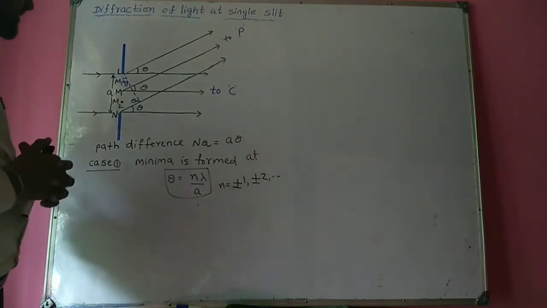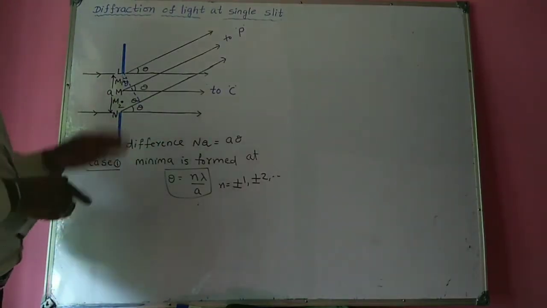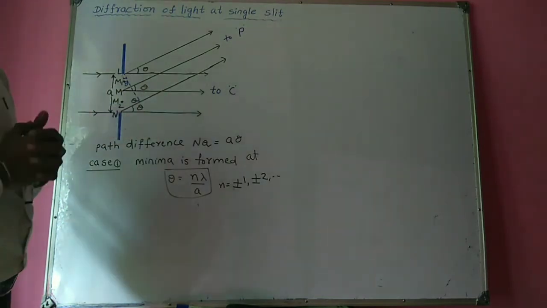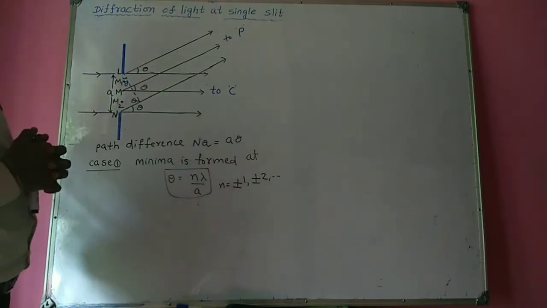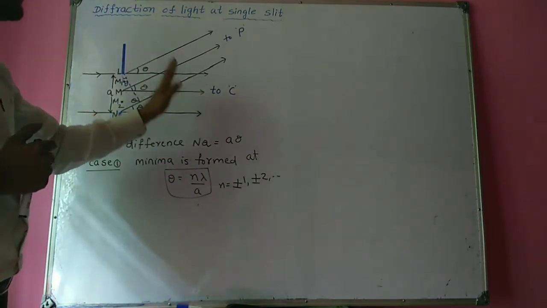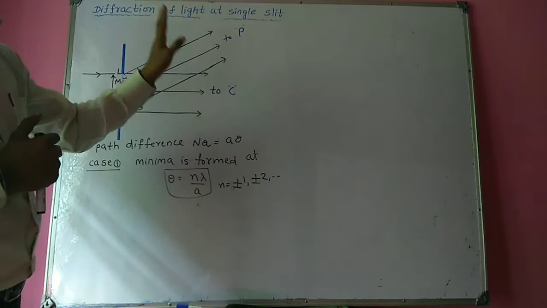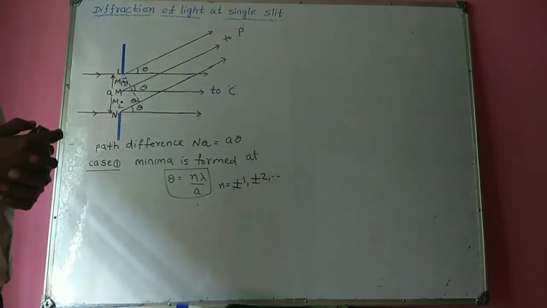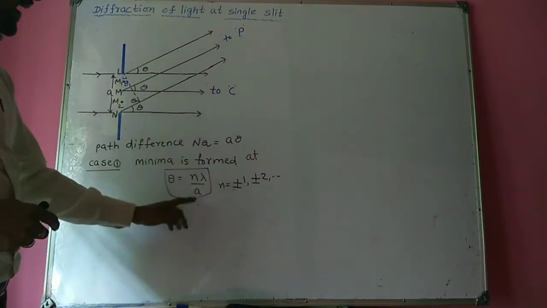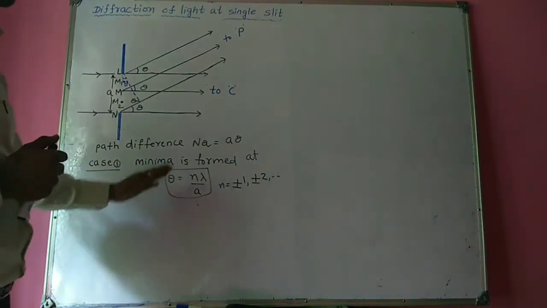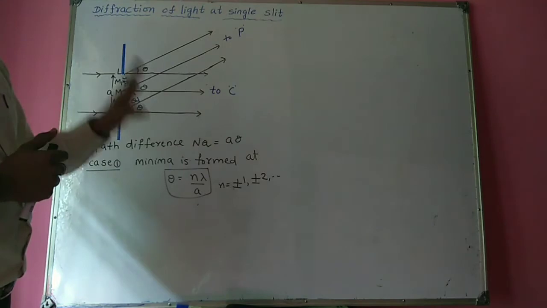So already we have discussed that for the secondary wavelets reaching the point C, the angle theta is 0, then the path difference is 0. At point C, a bright fringe is always formed. That is called central maxima. Now let us consider different cases here. So minima is formed at theta equal to n lambda by A. Minima means the minimum intensity, that is, the dark fringe.